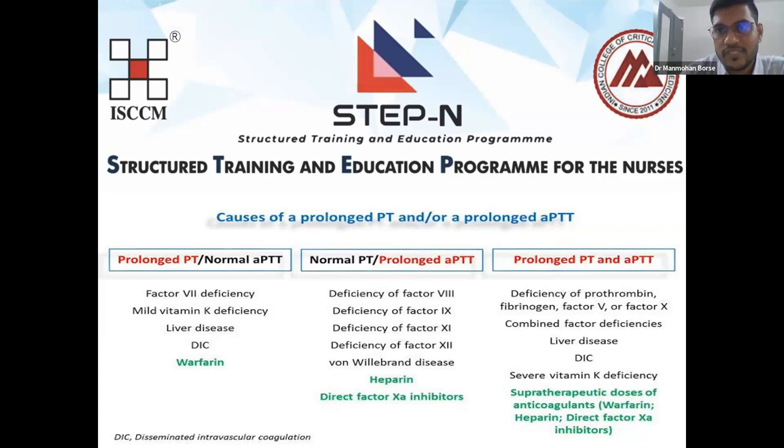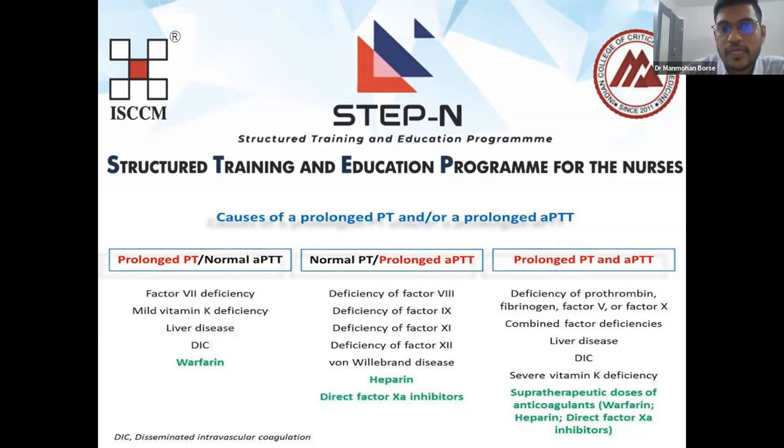What is the investigation of choice to assess the anticoagulant effect of warfarin? It's a PT INR, not APTT. Many people who are on heparin, we do just PT INR. Please don't do that. Do the APTT, because the investigation of choice to monitor the heparin anticoagulant effect is APTT.